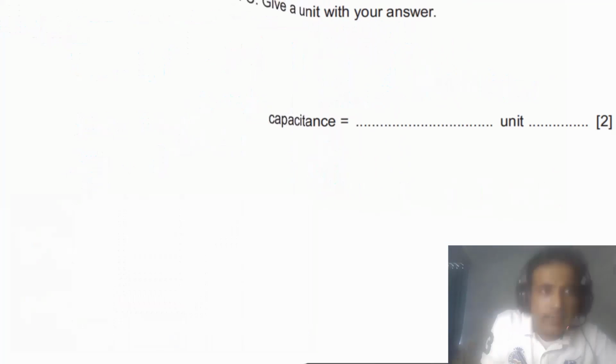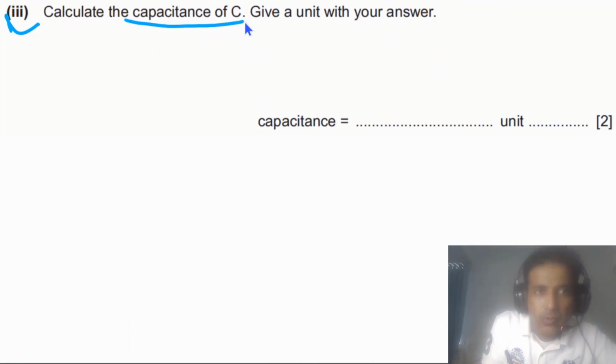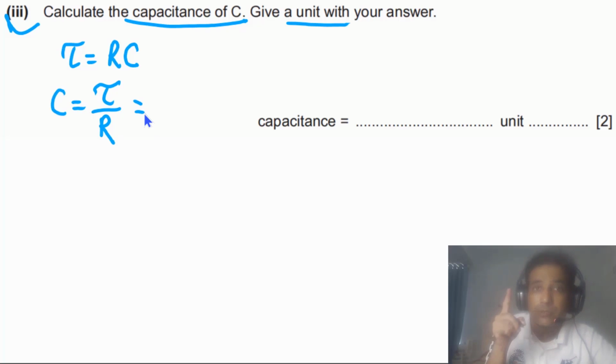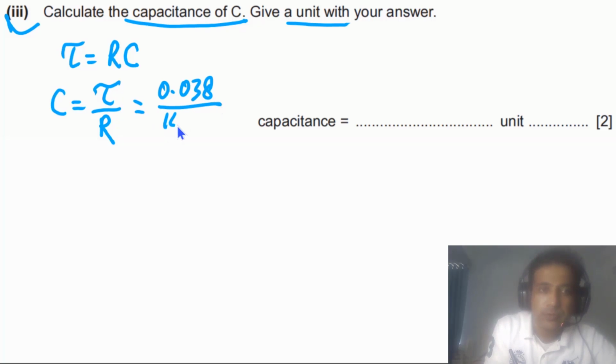Third part says calculate the capacitance of capacitor capital C. Give a unit with your answer. In the last part we have just calculated the time constant, that is equal to RC. Now we need to calculate the value of C. So simply C is equal to tau divided by capital R. R is the resistance of the resistor in the discharging circuit. Value of tau is 0.038 and the resistance of the resistor is 14 kilo ohms.